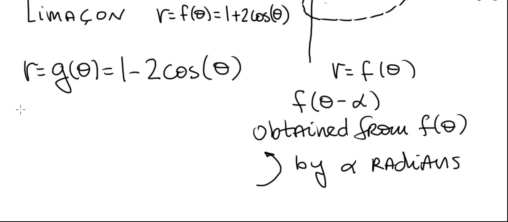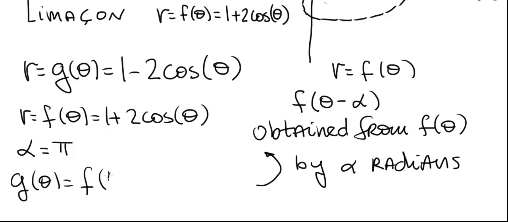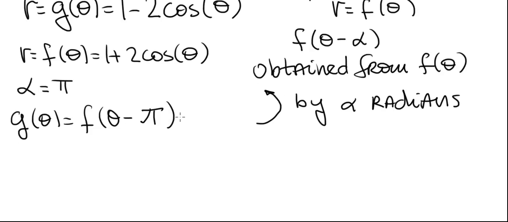So we know the graph of r equal to f of theta equals 1 plus 2 times cosine of theta. Now let alpha equal 180 degrees or pi radians. And look at the graph. Let g of theta equal f of theta minus alpha, or minus pi. And we're going to see what the equation is, and once we see the equation we'll be able to use the graph of f to sketch the graph of g. So this is equal to 1 plus 2 times cosine of theta minus pi.